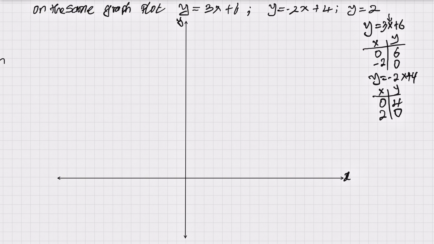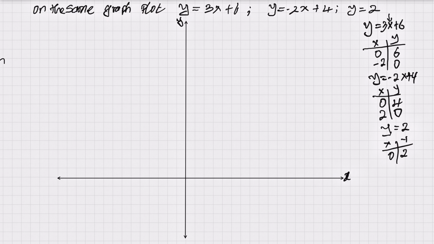So the other line is just y equal to 2. Therefore, if you look at the x and y here, this is just a straight line, right? So we just have x is nothing and y is 2, just like that. So it's just a straight line. Okay. So now let's plot.